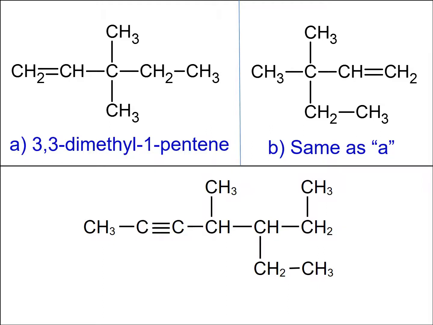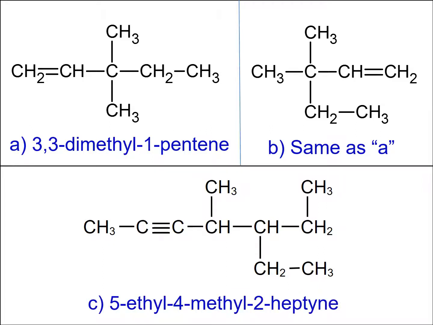Now the bottom one is a YNE because of the triple bond. 1, 2, 3, 4, 5, 6, 7 is the longest one, so it's heptyne. And if we look at all the various side groups, we have a methyl, an ethyl, and another methyl. No, we just have 1 methyl and 1 ethyl. The double bond gets precedence, so it's on the second, so it's 2-heptyne. The methyl is on the 4th, so it's 4-methyl, and the ethyl is on the 5th, so it's 5-ethyl.